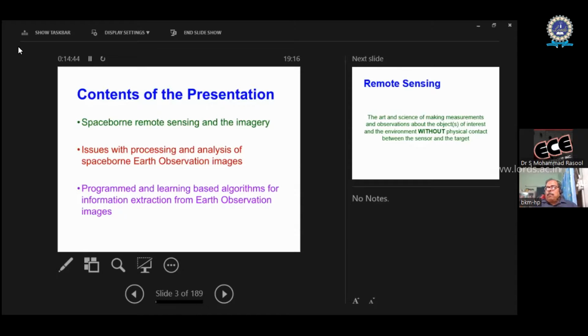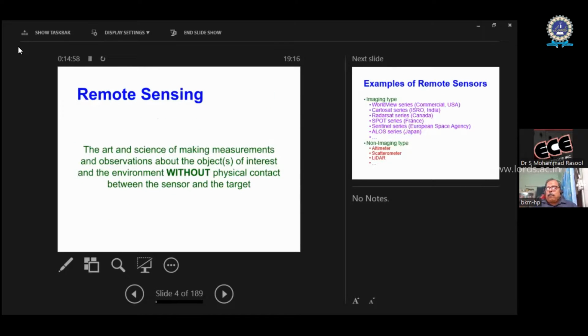So today I'm going to briefly talk about satellite remote sensing and the imagery, the issues in processing and analysis, and some classification algorithms. Since the underlying principle of acquiring these images is remote sensing, let us formally say what is remote sensing. It's the art and science of making measurements and observations about the objects of interest and the environment with no physical contact between the sensor and the target of interest.